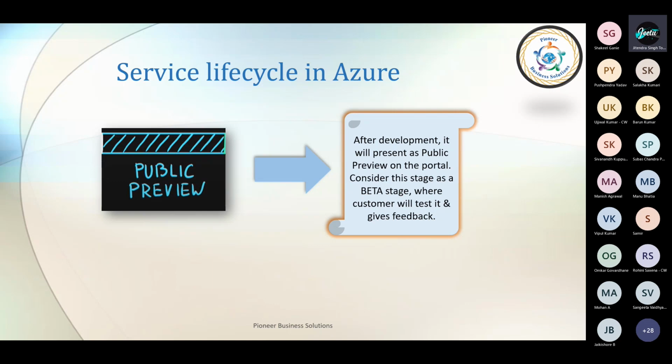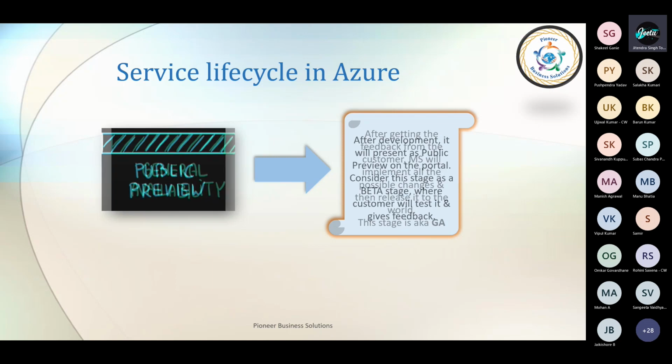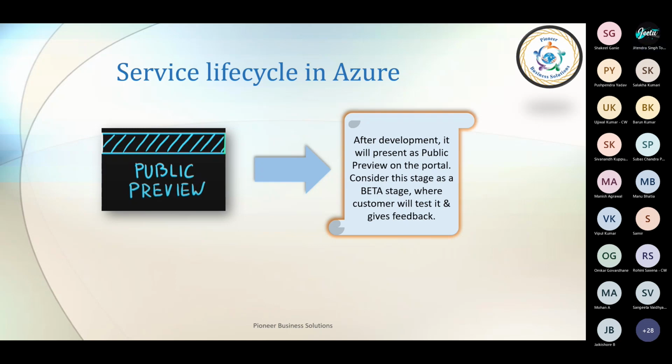Once everything is done, it goes to the general availability stage. This is the final stage, which will have the complete, fully functional service available in your environment, and then you can simply start working on that. Remember one thing, any service or implementation you are doing under public preview is not recommended for production.